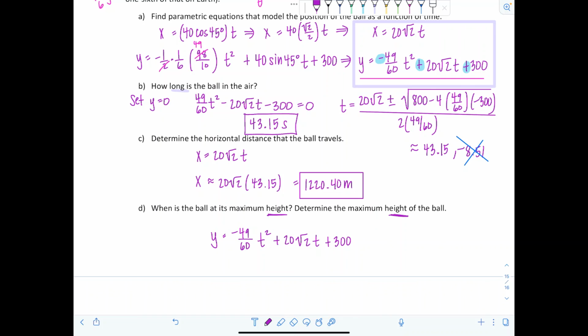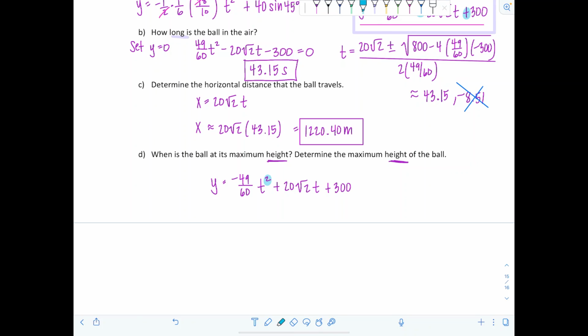All right, think back when we were just graphing parabolas early in the semester. This is a quadratic equation, so I know its graph is going to be a parabola. And since this leading coefficient is negative, it's a parabola that opens downward. If we're trying to find the maximum, all I'm after in the case of a parabola is finding out where its vertex is. They want us to answer the question, when is the ball at its max height? So find the t that gives us the vertex, and then what is the max height? So give that y value.